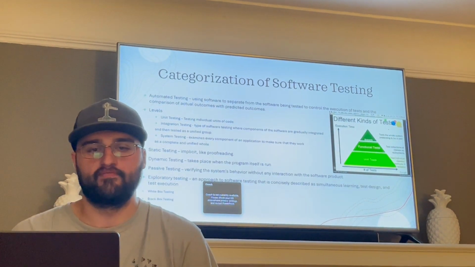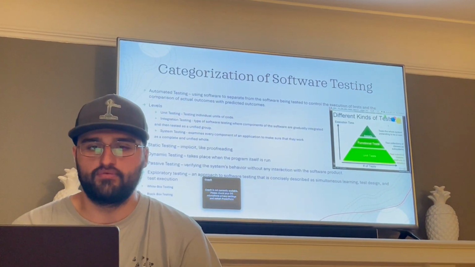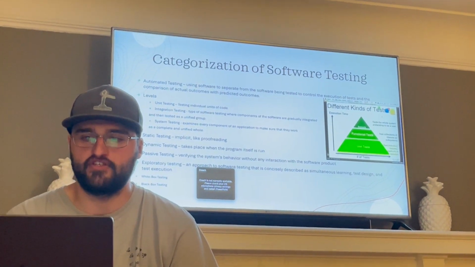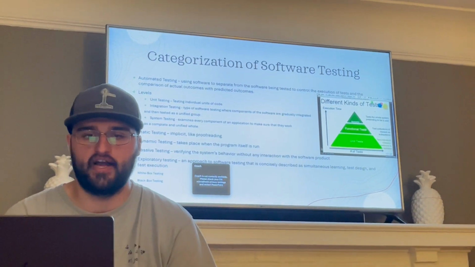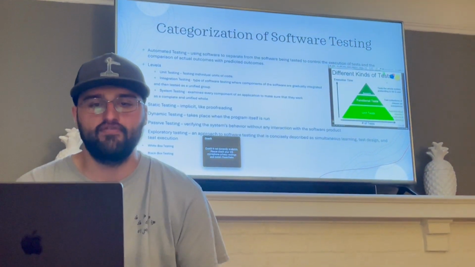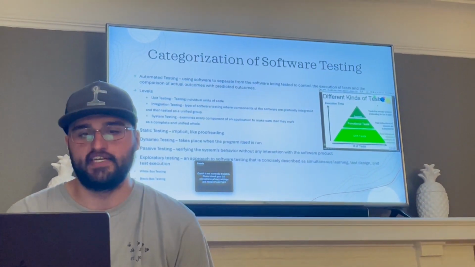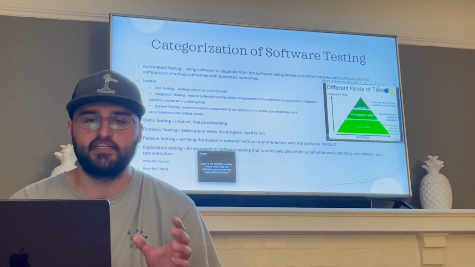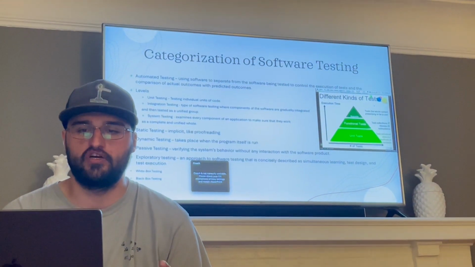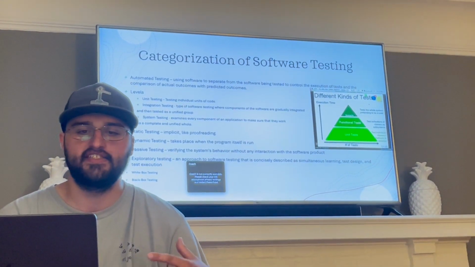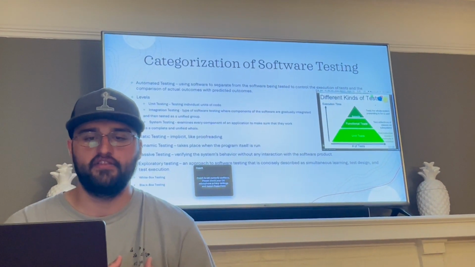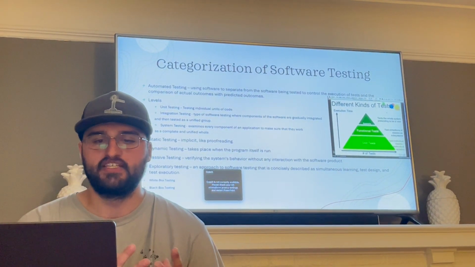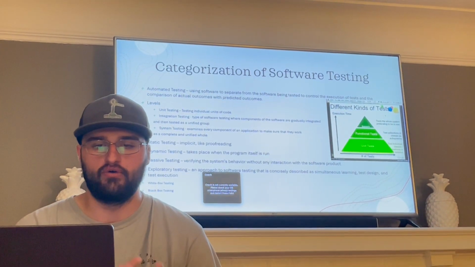Categorization of software testing. There's automated testing, using software separate from the software being tested to control the execution of tests and the comparison of actual outcomes with predicted outcomes. There are different levels of testing. There's unit testing, which is testing individual units of code. Integration testing, which is a type of software testing where components of the software are gradually integrated and then tested as a unified group. And then the largest is system testing, which examines every component of an application to make sure that they work as a complete and unified whole.